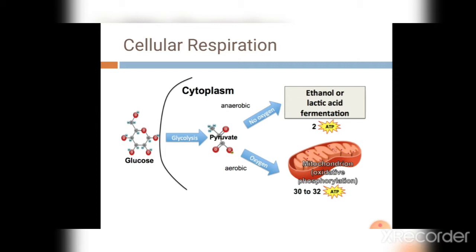This pyruvate can undergo changes under two circumstances: if there is no oxygen, and if there is oxygen. First condition, if no oxygen is present, is known as the anaerobic condition. In the anaerobic condition, the pyruvate can be converted into two resultant products. The first one is ethanol and the second one is lactic acid.